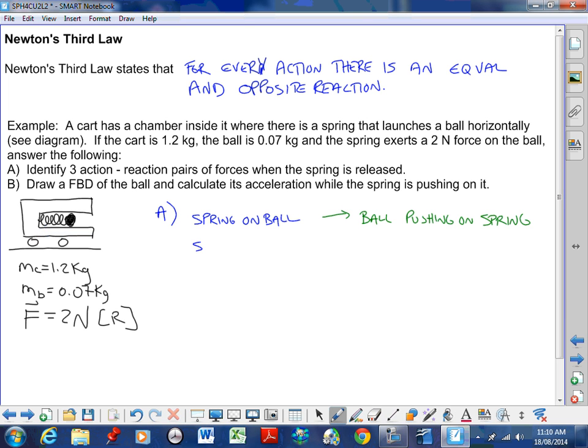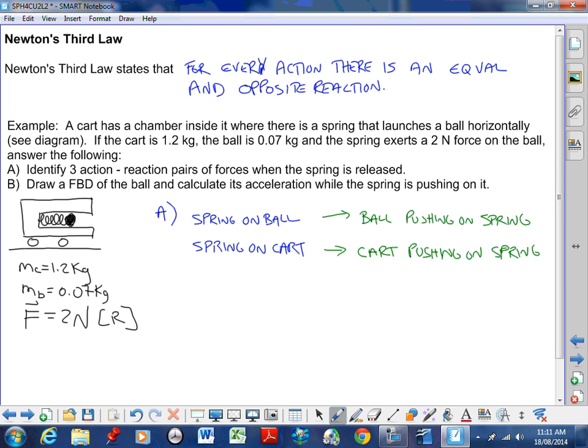Well, spring on cart then. Because the ball is pushed back on the spring, the spring is now going to push back on the cart. The cart then is pushing on the spring, and that's what allows that ball to actually exit the chamber.